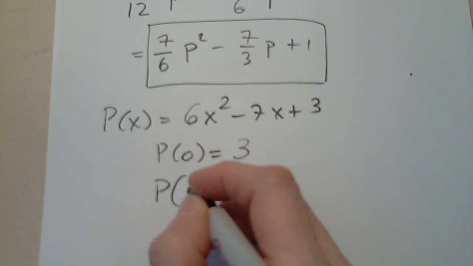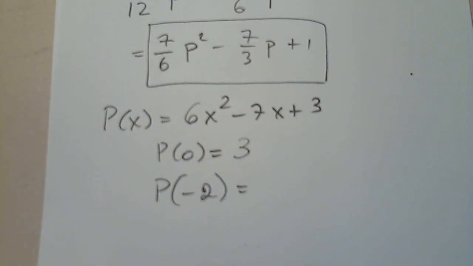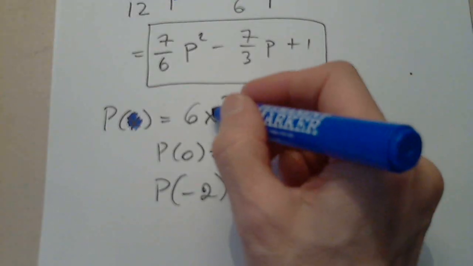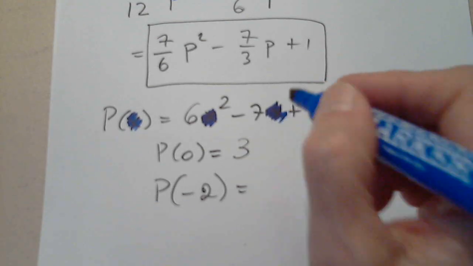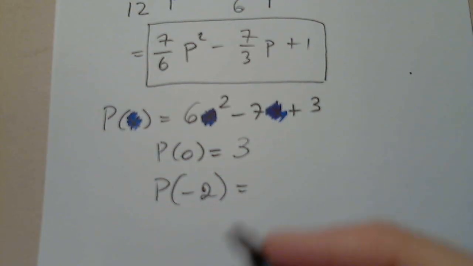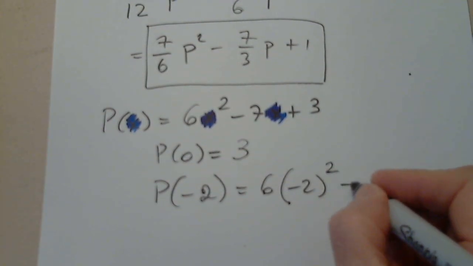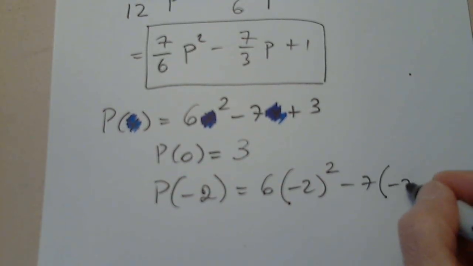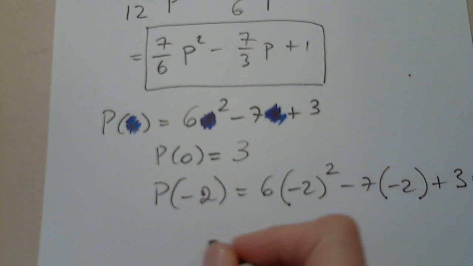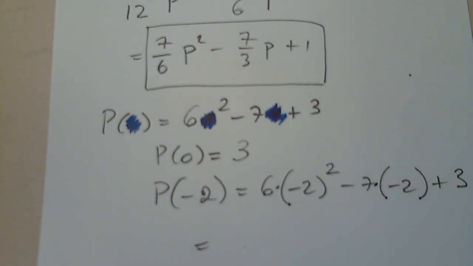And what if we want to evaluate P at -2? I have to understand the pattern. And the pattern, again, is P of whatever equals 6 times whatever squared minus 7 times whatever plus 3. This is what I see when I look at this polynomial. So I have 6 quantity, parentheses mandatory, -2 squared, minus 7, parentheses mandatory, -2, and plus 3. Because this is a product and this is a product. So we need parentheses around -2 because -2 is a negative number.